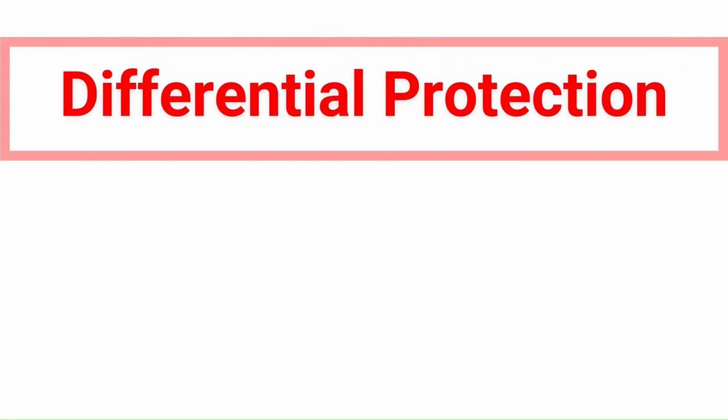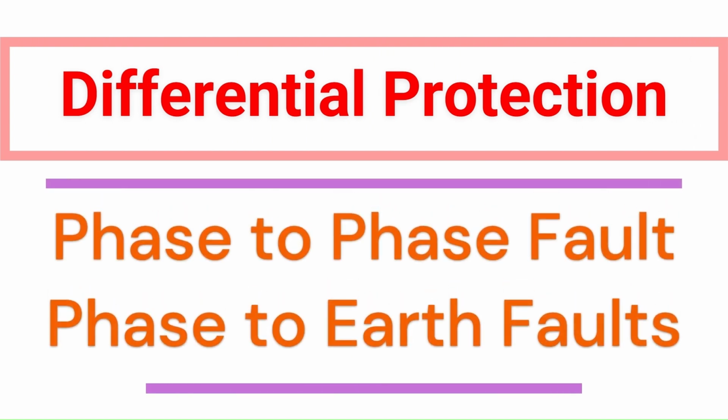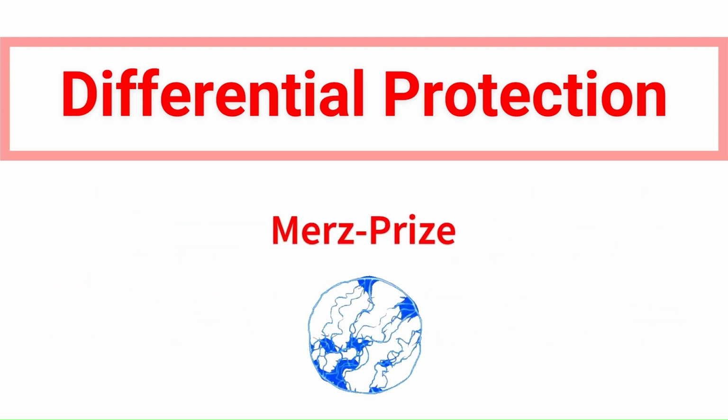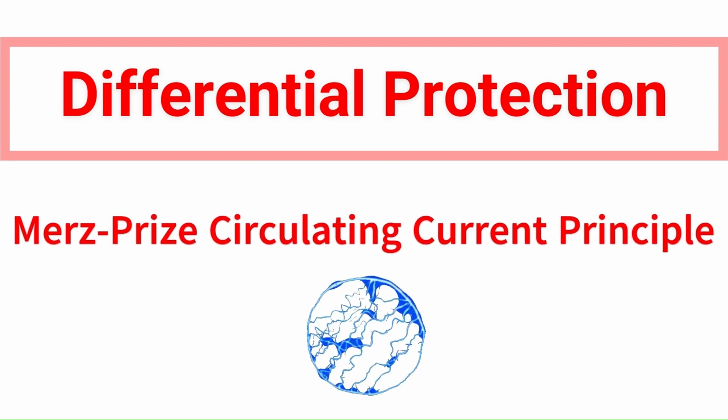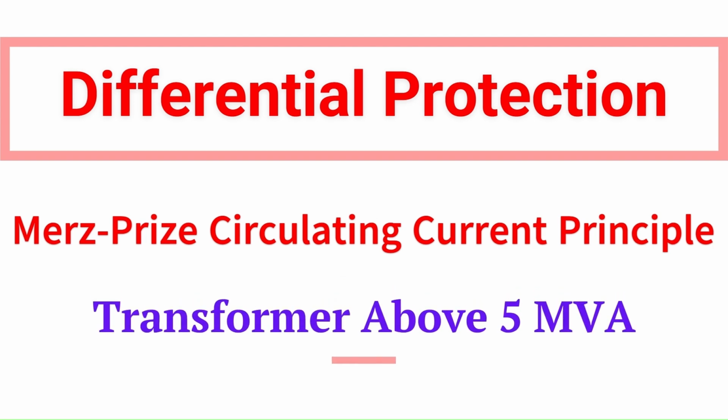Differential protection schemes are mainly used for protection against phase-to-phase faults and phase-to-earth faults. The differential protection used for power transformers is based on the Merz-Price circulating current principle. Such protection is generally used for transformers of rating exceeding 5 MVA.